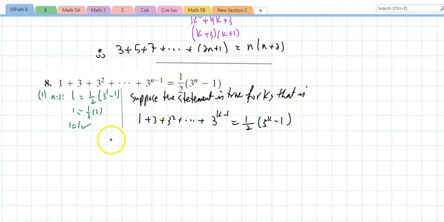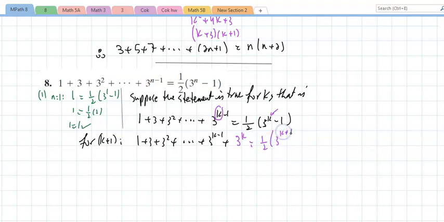Now, for k plus 1, I'm going to get 1 plus 3 plus 3 squared plus 3 to the k minus 1 plus another term. The next term in this case is going to be 3 to the k. If I replace this by k plus 1, that will be k. If I put a k plus 1 in there, that will be 3 to the k plus 1 minus 1. The right side, there's nothing to simplify. You leave it as is.